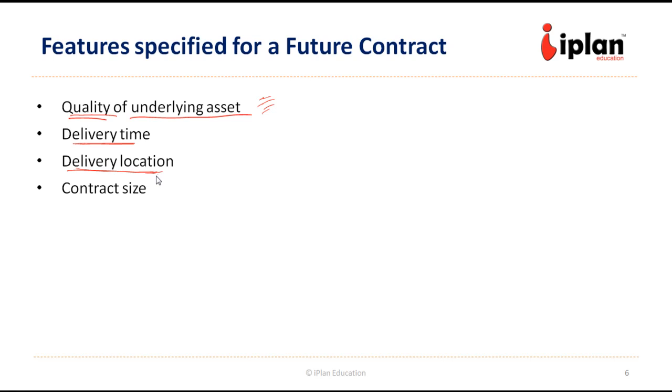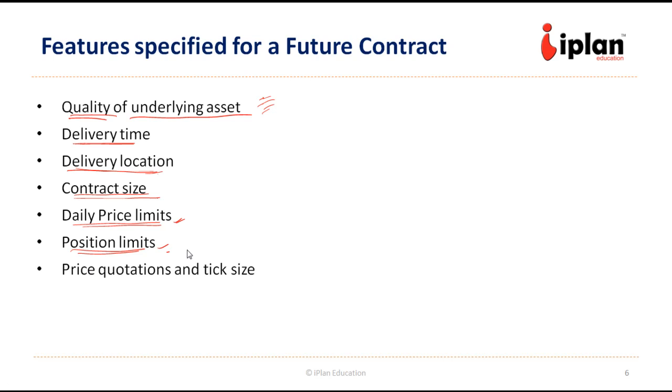Then the delivery location is also clearly specified in the contract so that there is no confusion regarding the transportation of the asset. Then the contract size, there is a minimum size of the contract which is specified. Then there are daily price limits which are also specified for a particular futures contract. There are position limits which are also part of those specified characteristics. Finally, the price quotation and the tick size.